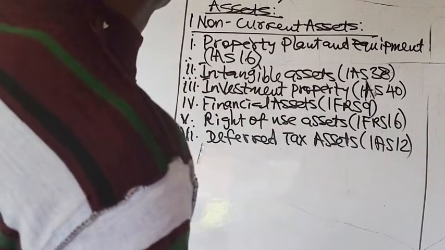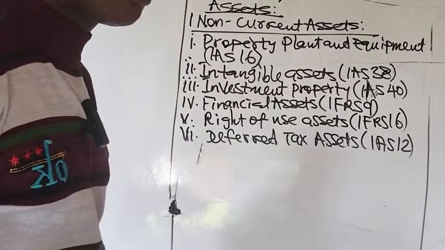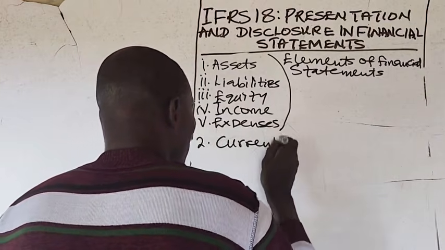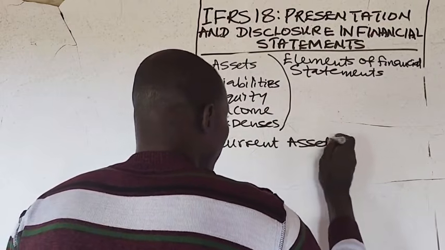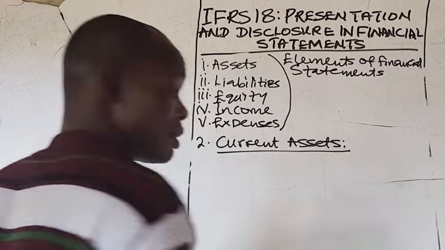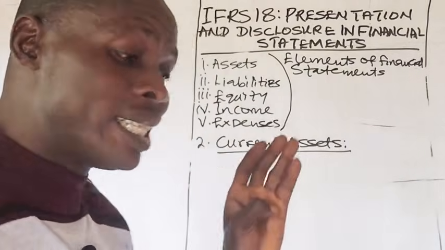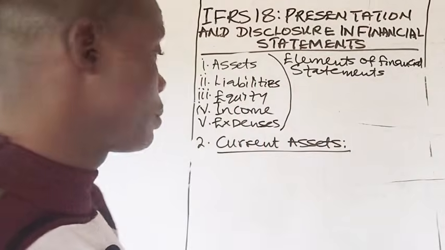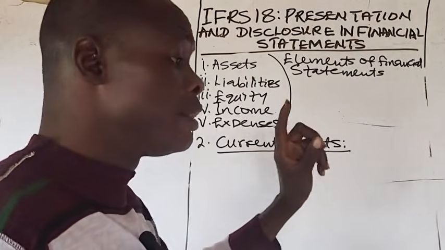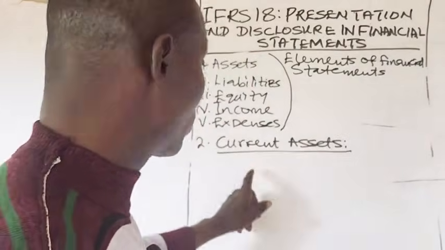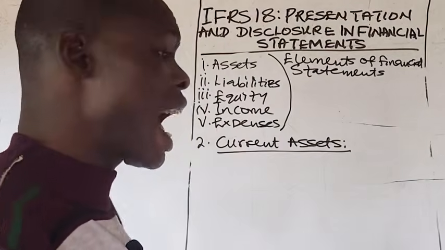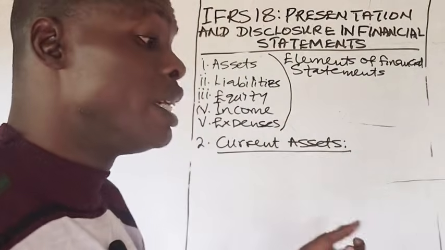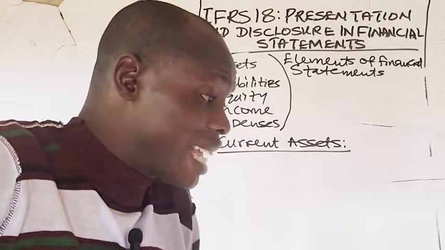Then we also have the current assets. Number 2, current assets. Current assets are the assets with the following features. Number one, they are held for trading purposes. Assets that are held for trading purposes are said to be current. Number two, the entity expects to realize the assets.